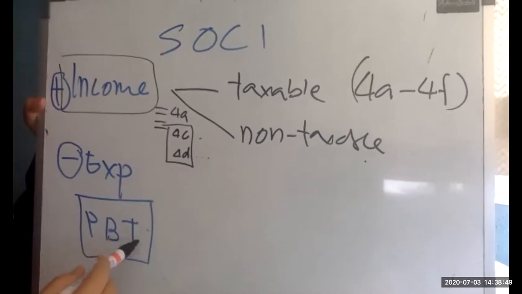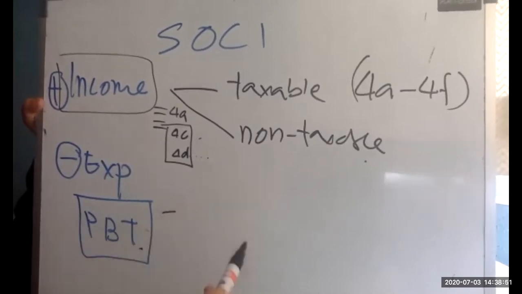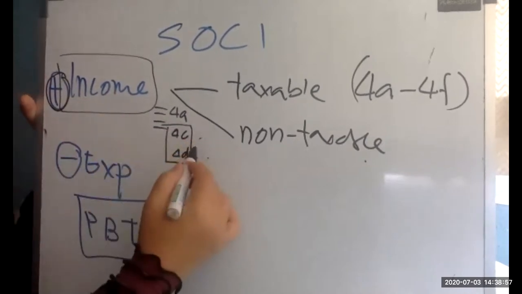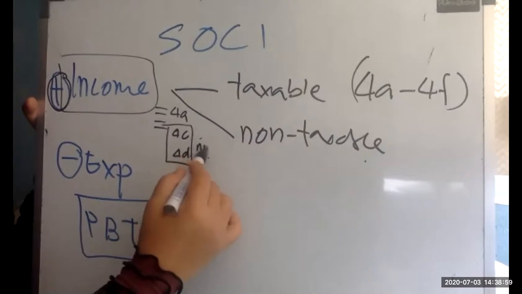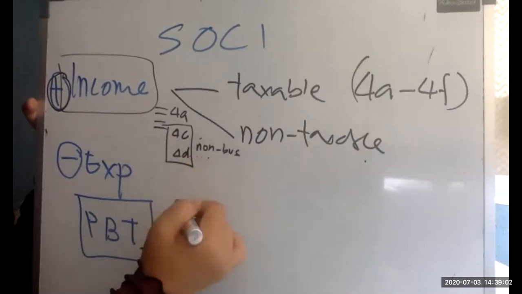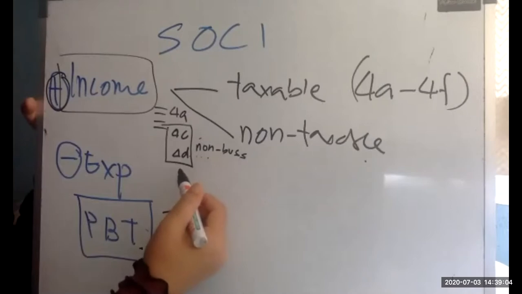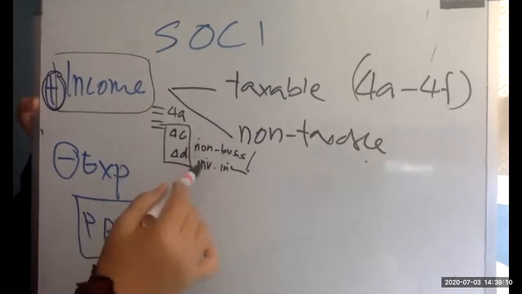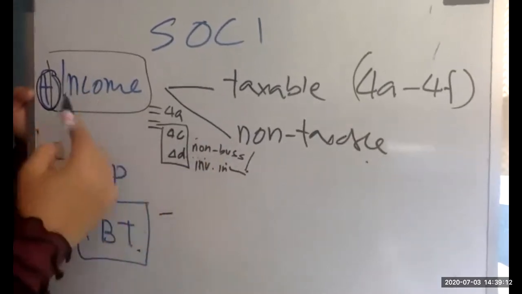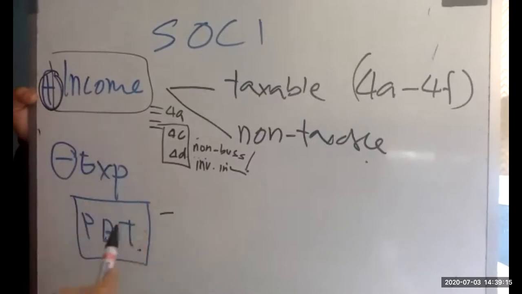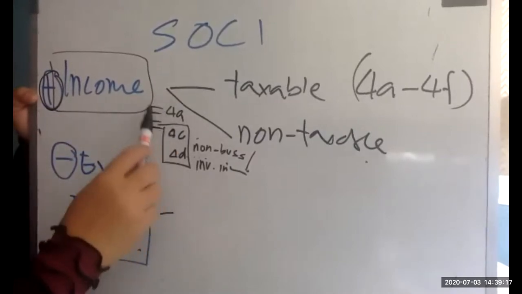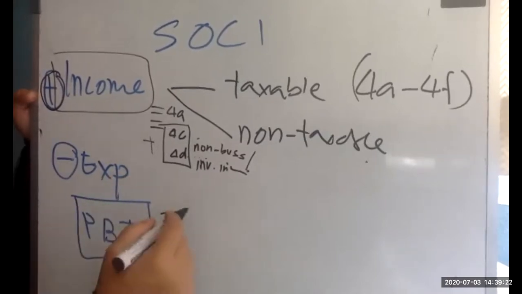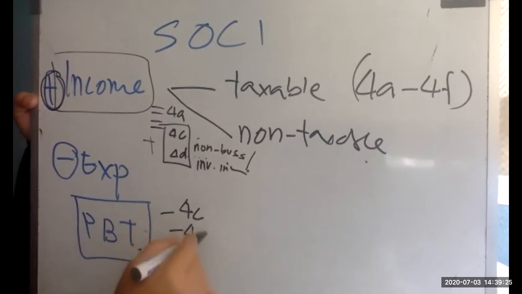Since you start from PBT, then you have to minus, since you have added, your non-business income. This one is what we call non-business income, and sometimes they call it investment income. Once you have this, it's already included in the income here. So you have to adjust, because you only want income of section 4A. So what you do is that you minus your 4C and your 4D income.